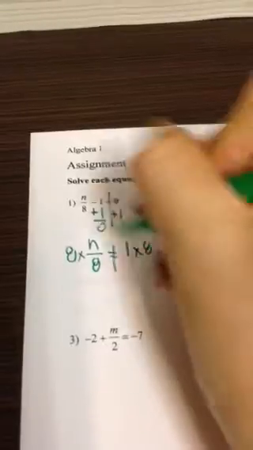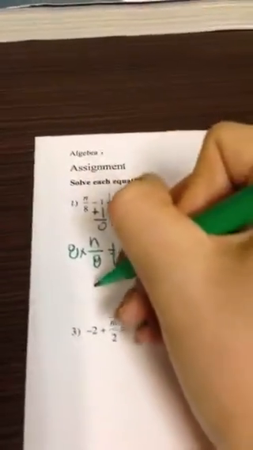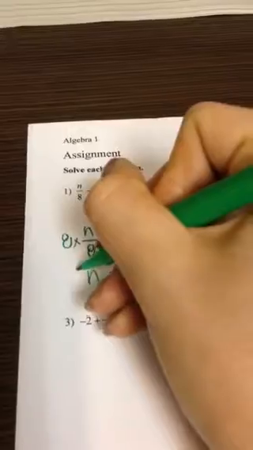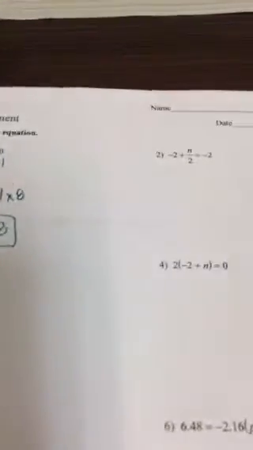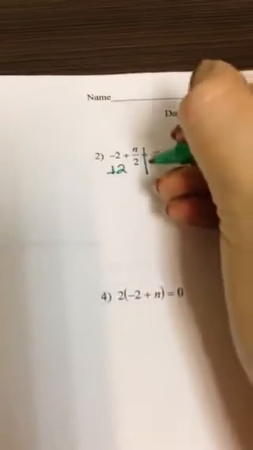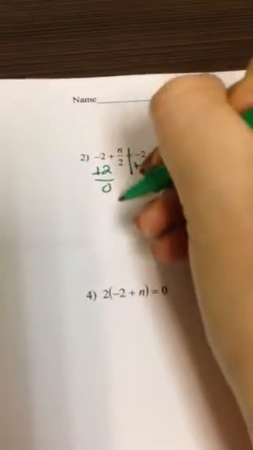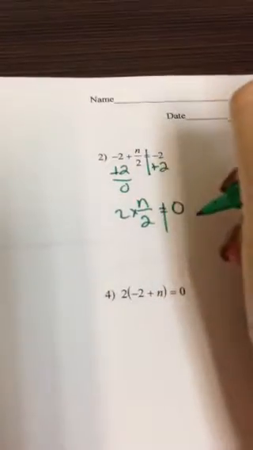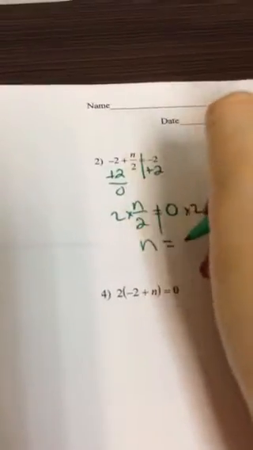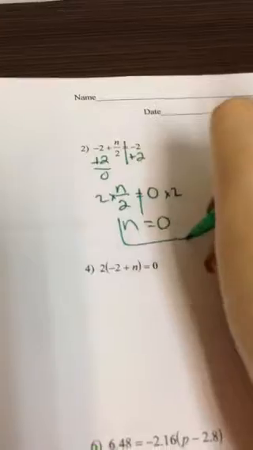I'm going to multiply by 8 because I see my variable being divided by 8, and I get n equals 8. Number 2, we split our equation. Same thing. I'm going to add 2 to both sides. And then I get n over 2 equals 0. I'm going to multiply by 2, n equals 0. So you're doing the same thing.